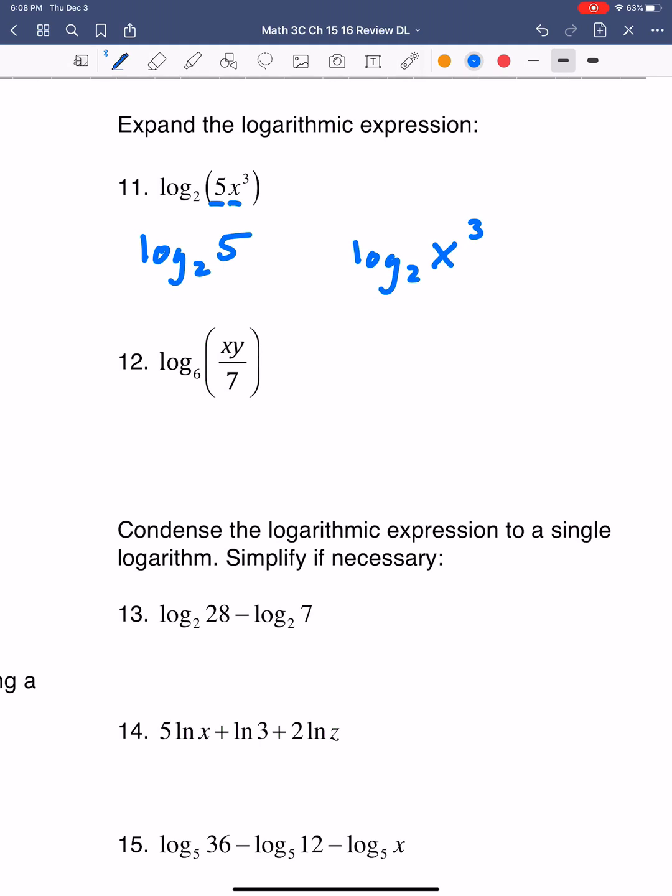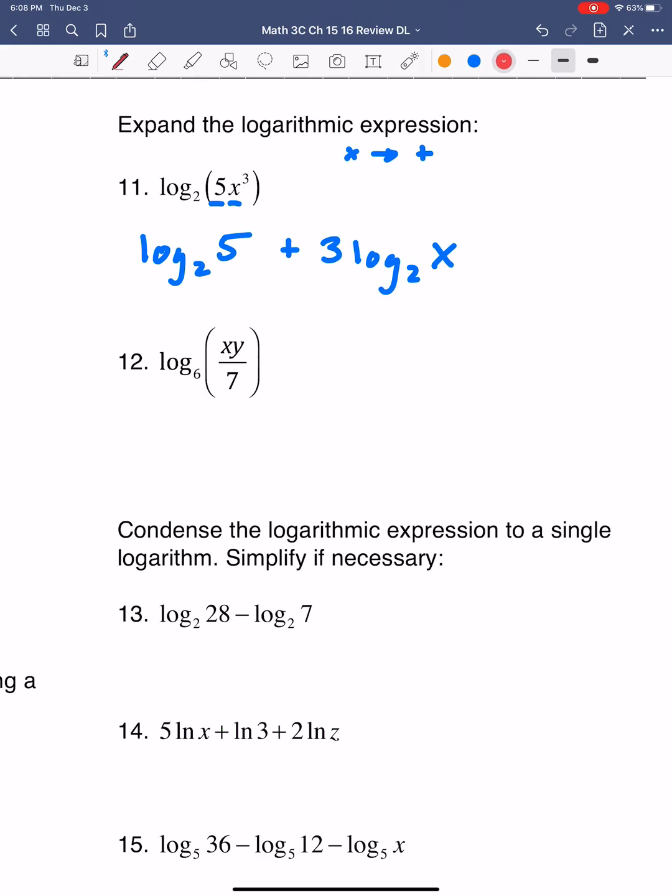And then we need to figure out, okay, what's the symbol that we put in between? Well, hopefully we remember that multiplication turns into addition as we expand. So this is going to be a plus sign in between. And then the last thing that we can do is we have this property where we can take these exponents and tack them onto the front and be the coefficients of our log there. And so that would be the expanded form, right?